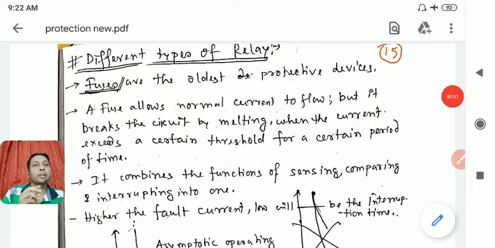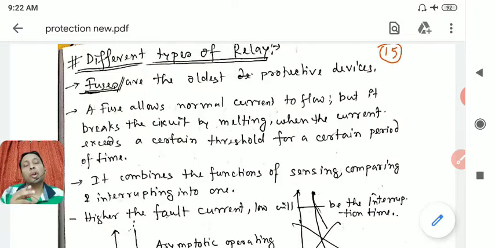Okay, students. So in continuation with our last lecture, in the last lecture we have seen up to page number 14. So we'll continue with 15. Today we'll be discussing the different types of relay we have, or different construction features, some basic information about relay constructions and different types of relays.